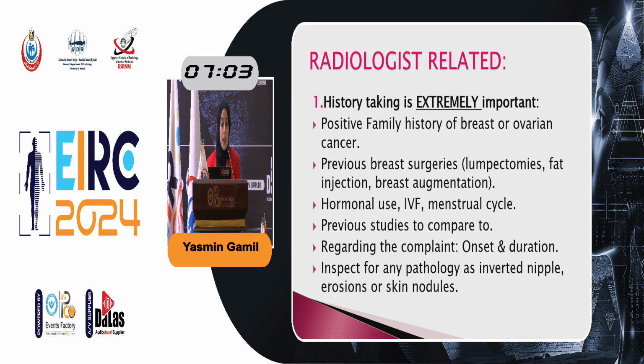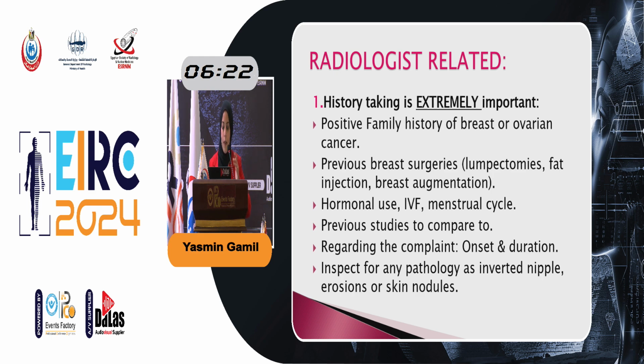Radiologist-related factors include history taking. It is extremely important, as positive family history of breast or ovarian cancer, previous breast surgeries as lumpectomies, fat injection, or breast augmentation, as sometimes you might find an area of parenchymal distortion or an ill-defined mass. After thorough history taking from the patient, you discover she had done fat injection before and they appear as fat necrosis on ultrasound. You might put her on follow-up. However, you should not miss such important history tip.